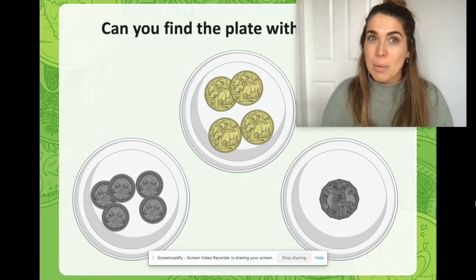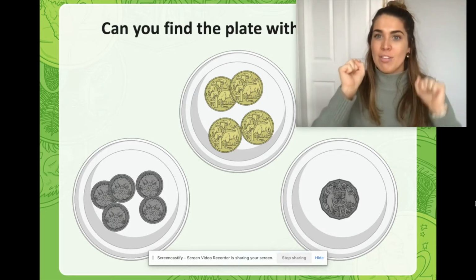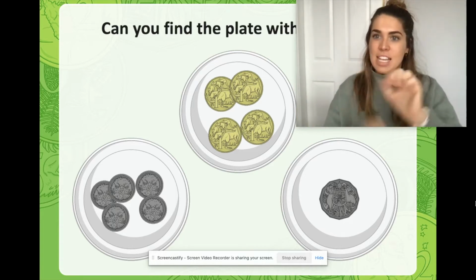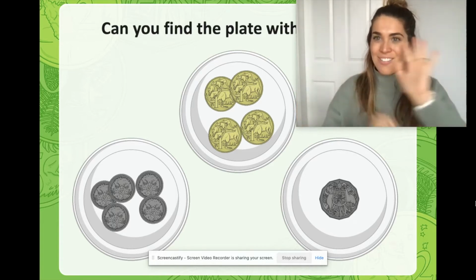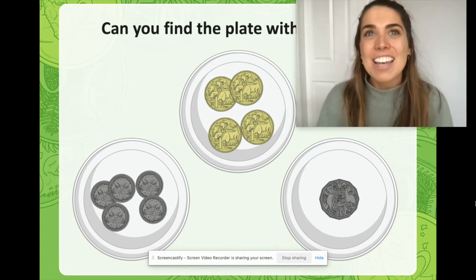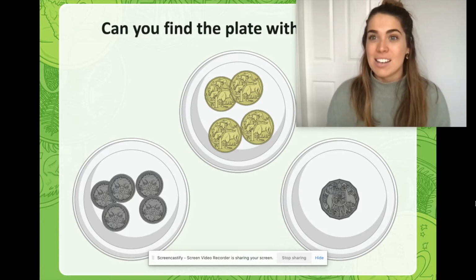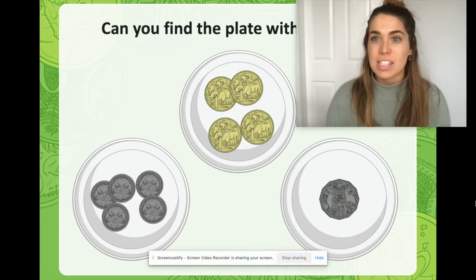Can you skip count by 5 with me to 25? 5, 10, 15, 20, 25, 30. We went too far. Can you skip count with me by 10s to 100? 10, 20, 30, 40, 50, 60, 70, 80, 90, 100.